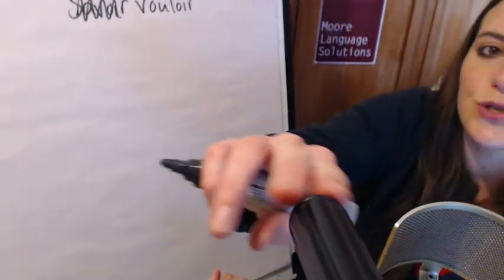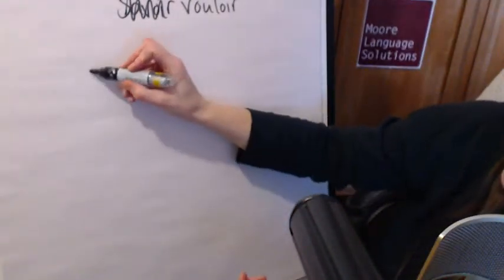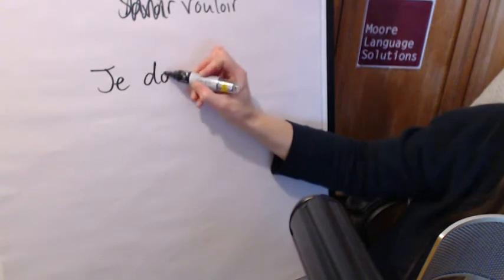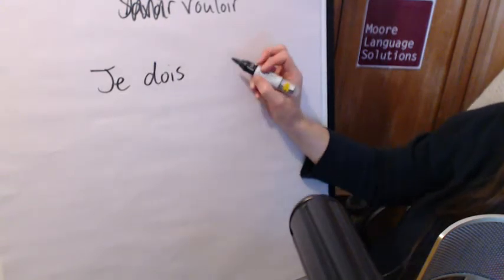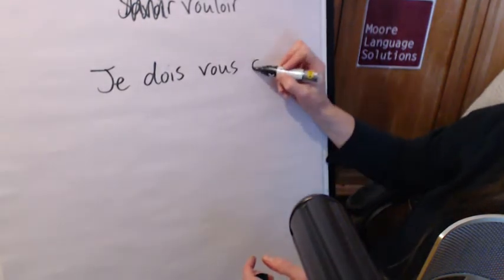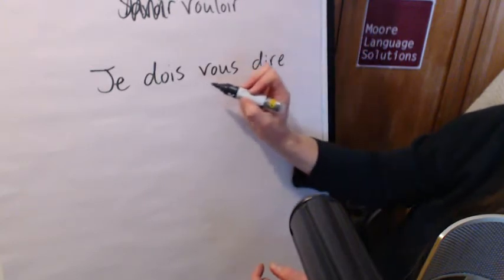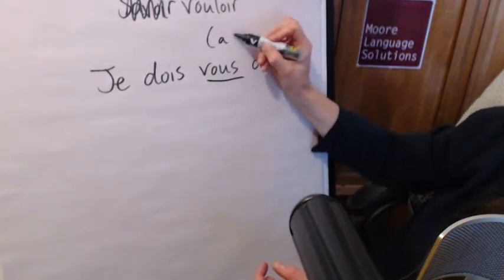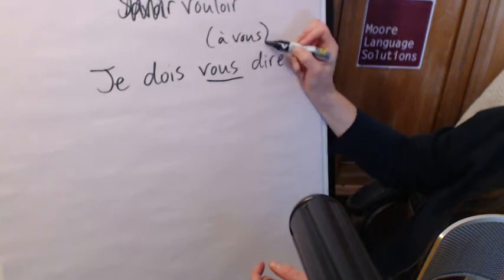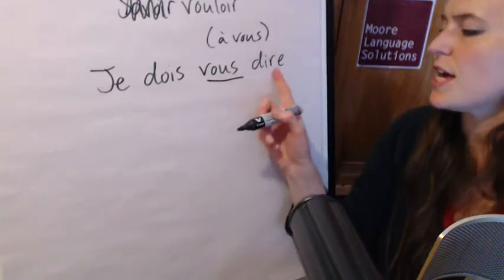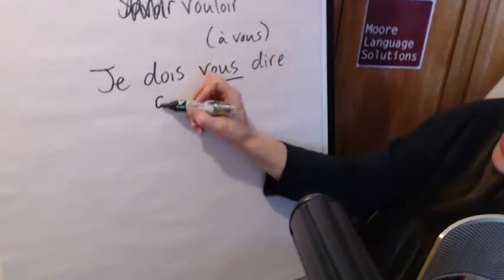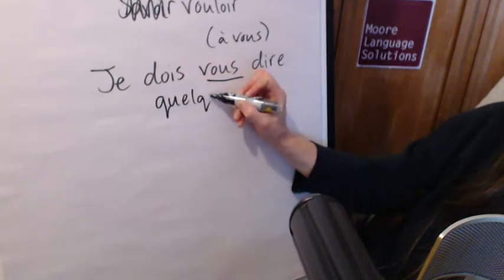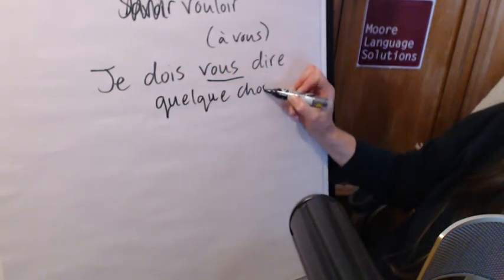So let's see. Je dois, right, that's the verb to have to. Je dois vous dire quelque chose. Right, so there's the pronoun which replaces à vous. I have to tell to you something. Je dois te dire quelque chose.